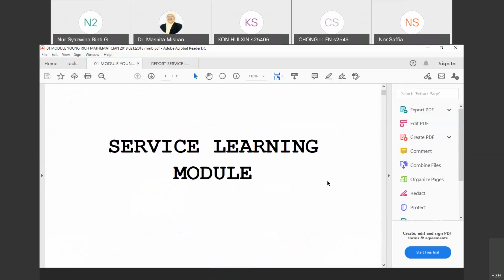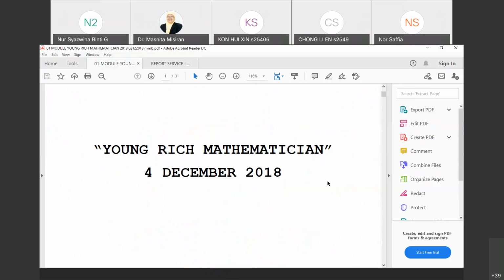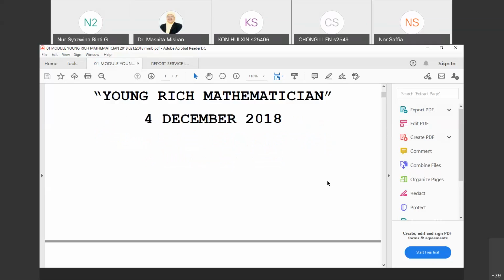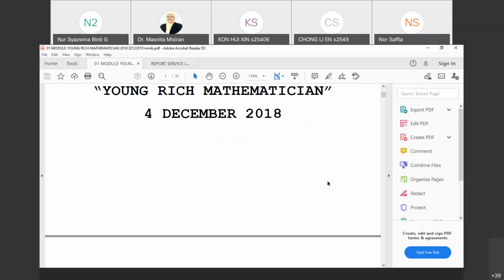Okay, this module, if you notice, is from a long time ago, two years prior. The title of the program is Young Rich Mathematician. I would like to emphasize, this is the example, and if you notice, there are a lot of programs put together in this module. In this case, one module has three different types of activity.